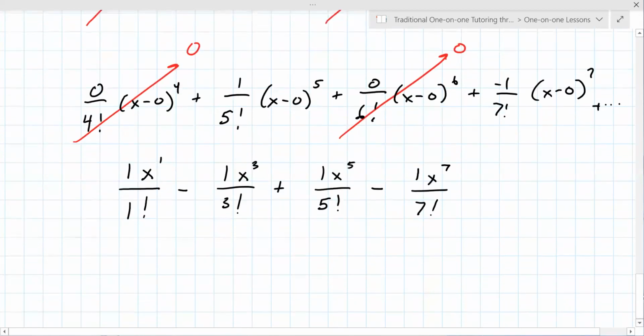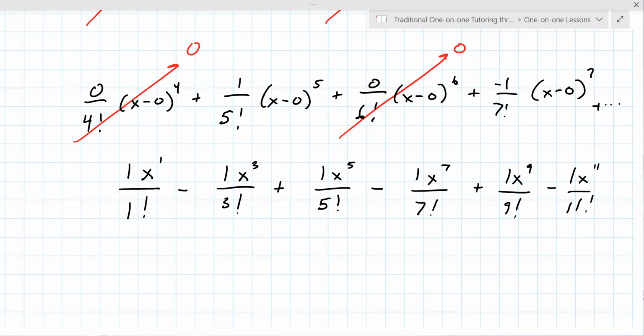What will the next one be? You see the pattern here. It goes positive, then it's negative, positive, then it's negative. So it should be plus 1 x to the 9th over 9 factorial. All right. Minus 1 x to the 11th over 11 factorial. And then this goes on forever.